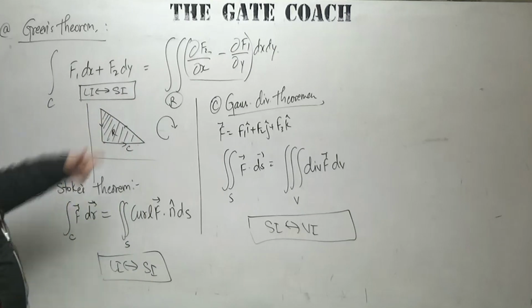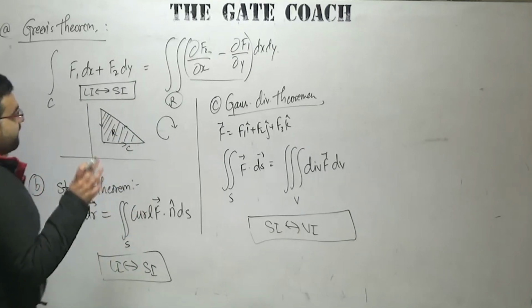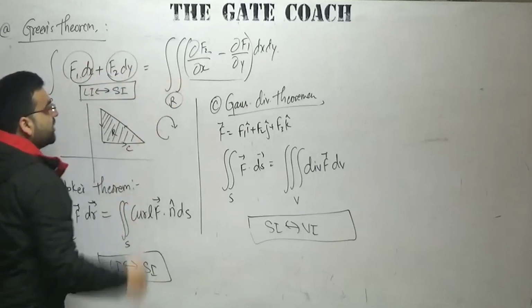Now the question is, sir, which theorem should we use in the examination? Now see, students, if the vector is given to you in this form, f1 dx plus f2 dy, you use Green's theorem.